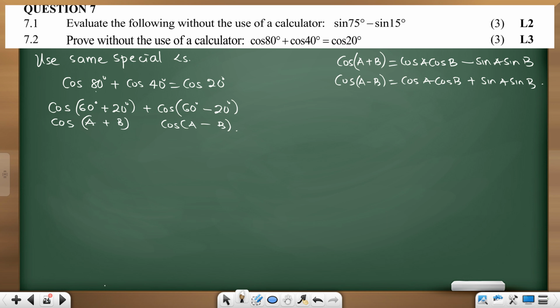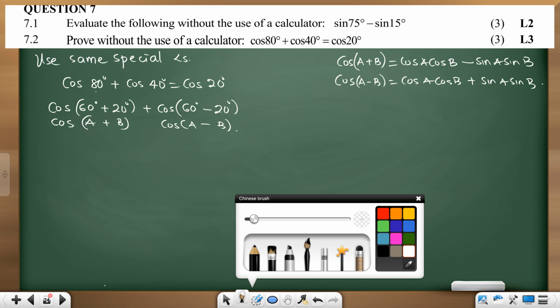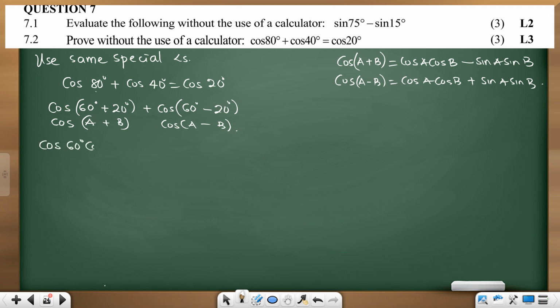Guys, what am I doing here now? Using my formula, right? What would this be? Unam? We're using cos A plus B now, right? What would it be? Cos 60 cos 20. For the cos, the sign is different now: minus sine 60 sine 20. Plus. If I'm using a plus, now I'm dealing with minus B. Talk to me. Cos 60 cos 20. Because it's a minus, it becomes a plus: sine 60 sine 20.